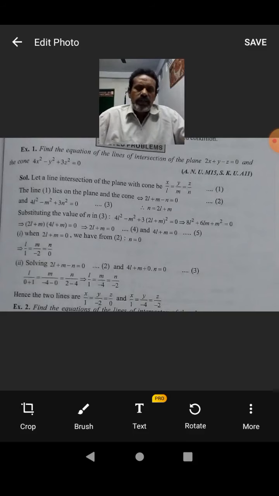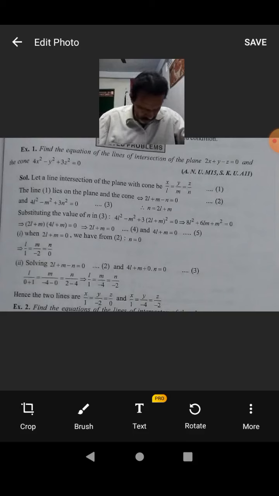Now we will calculate the equation of the line. We already know that the plane and the cone intersect and pass through the origin automatically. There is no d value here. So x minus 0 by l is equal to y minus 0 by m is equal to z minus 0 by n. So each ratio can be equal to some k. Now you can substitute x is equal to l, y is equal to m, z is equal to n in the cone equation. You will get 4l square minus m square plus 3n square is equal to 0. This is equation 3.